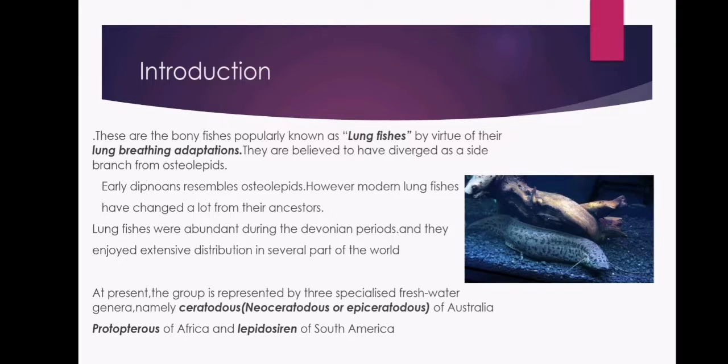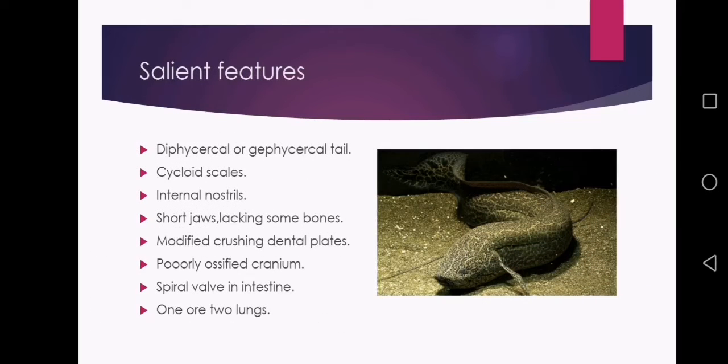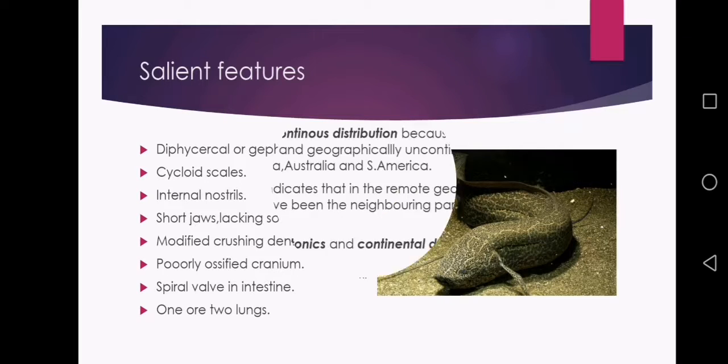Next, we have to look at their salient features. They have a diphycercal tail, cycloid scales, internal nostrils, short jaws lacking some bones, modified crushing dental plates, poorly ossified cranium, a spiral valve in the intestine, and lastly, one or two lungs.